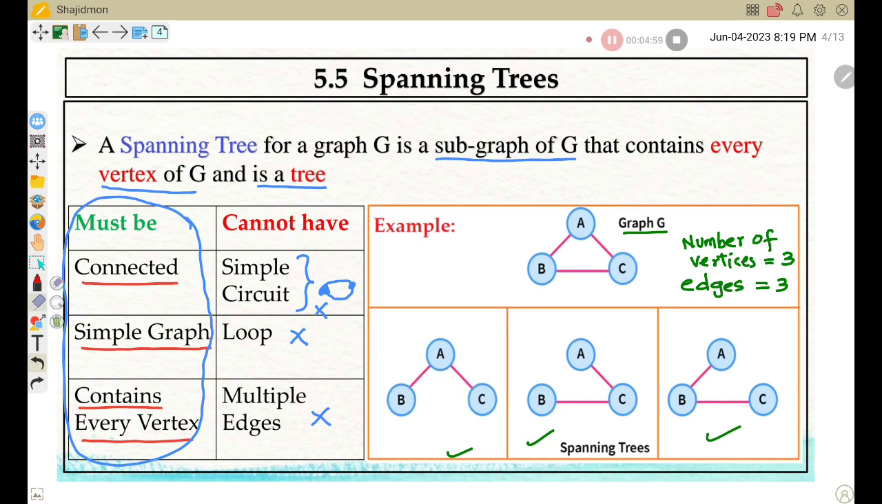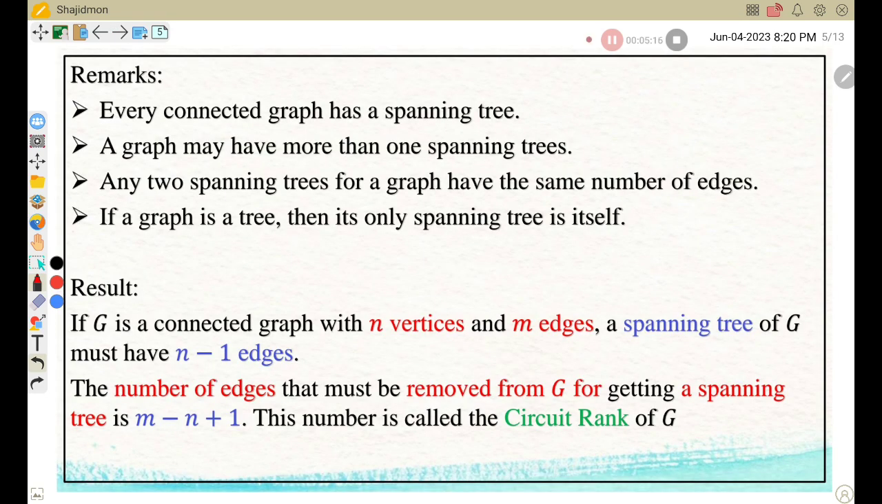One edge we need to remove, then only we will get to a spanning tree. One important thing we need to check is that it should not contain any simple circuit. If there is a simple circuit, it should not be a spanning tree. So this is a simple example for the spanning tree. Now let's discuss some properties of the spanning tree, or some remarks about spanning trees.